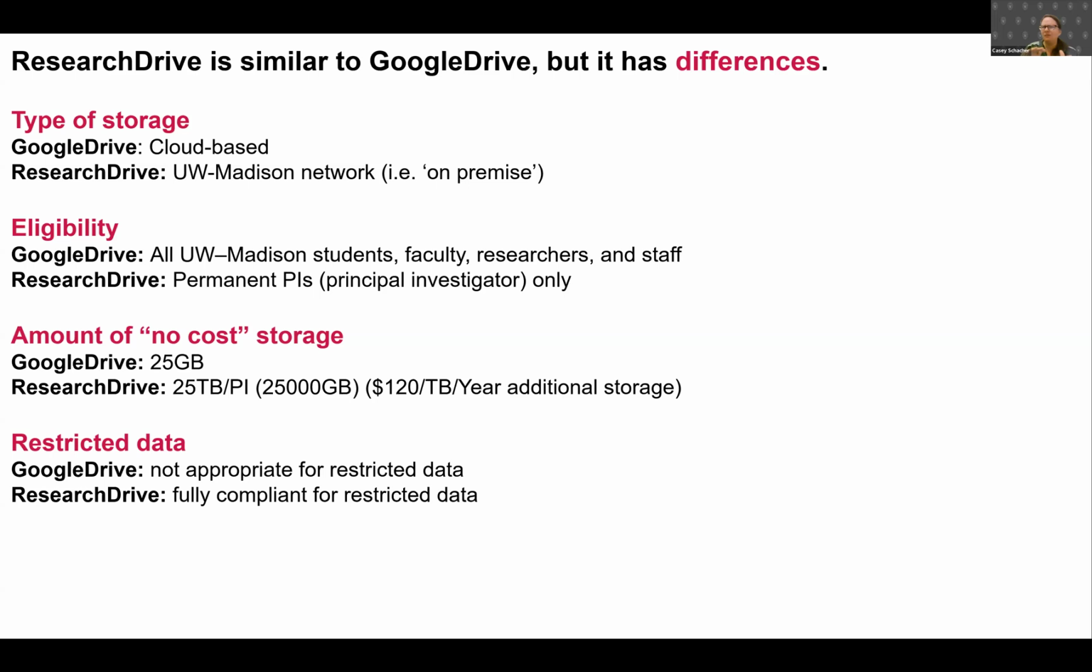So this is maybe a little outdated information, but for ResearchDrive, as I already mentioned, the no-cost storage for eligible groups is 25 terabytes. One of the biggest differentiators between Google Drive and ResearchDrive is its ability to support restricted data. Restricted data is not allowed in Google Drive, but ResearchDrive is fully compliant for that data.